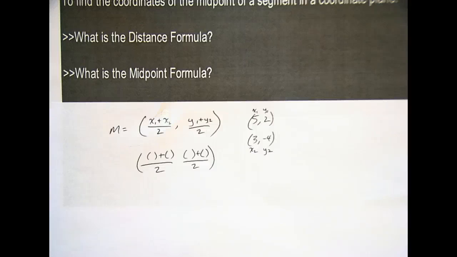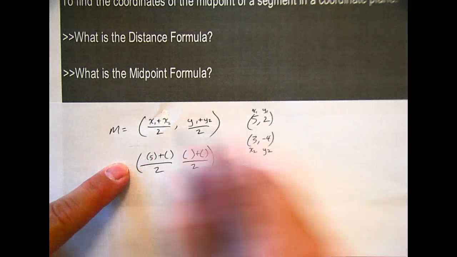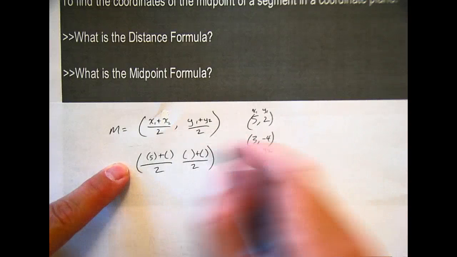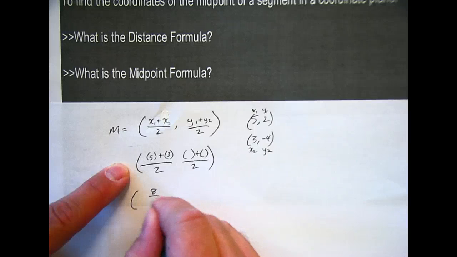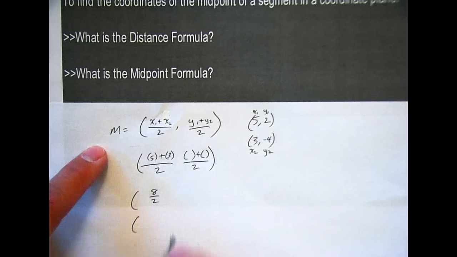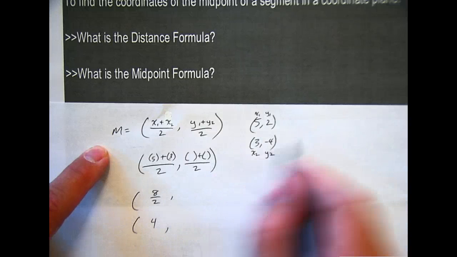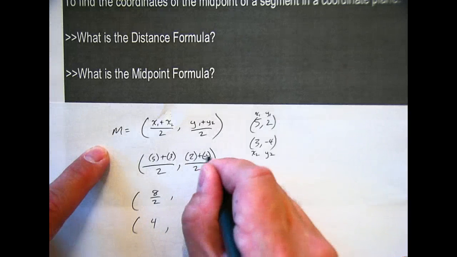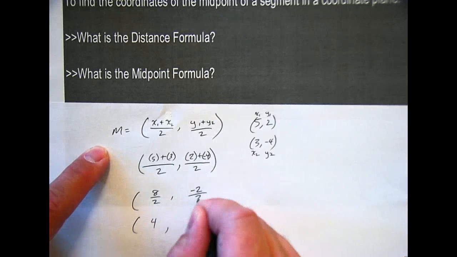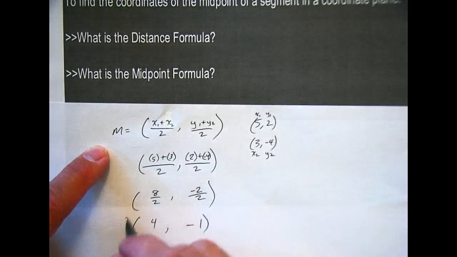Neighbors. Same answers? All right. So when I put my values in, I've got 5 for x1 and 3 for x2. That ends up giving me 5 plus 3, or 8 over 2, which is 4. And then we have our 2 and negative 4, and 2 plus negative 4 is negative 2 over 2, which is negative 1. How many got that? Okay, (4, -1).